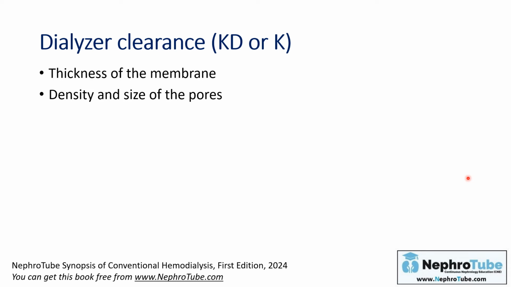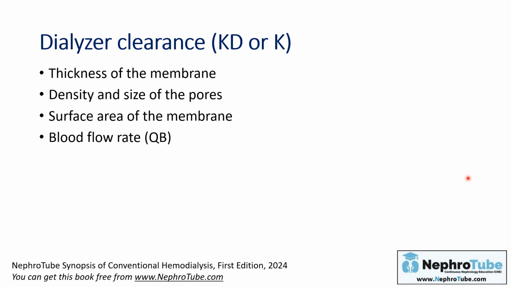The second point that can affect the dialyzer clearance is the density and size of the pores. For sure, if the density of the pores is high and the pores are wide, the clearance will be better. Then the surface area of the membrane. It is logical that if the dialyzer has a large surface area, the clearance will increase and vice versa.